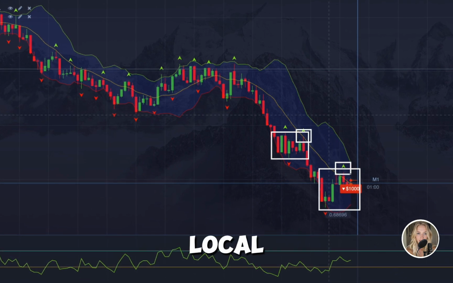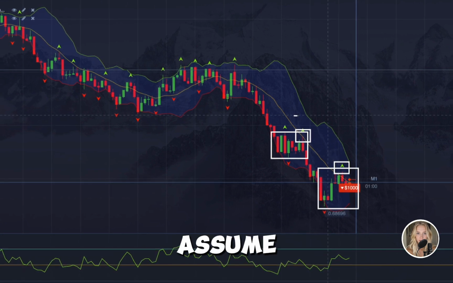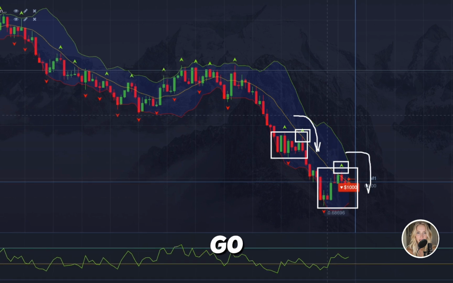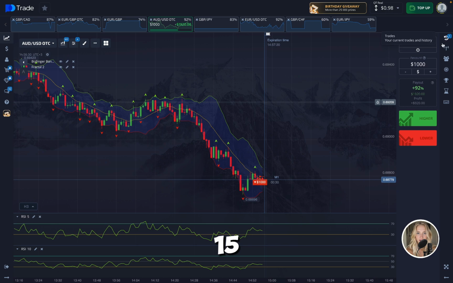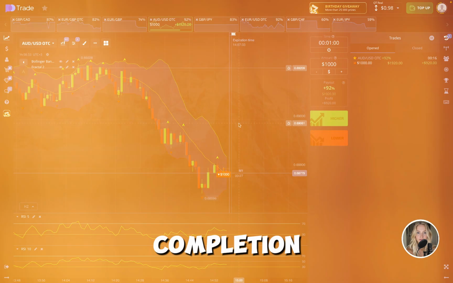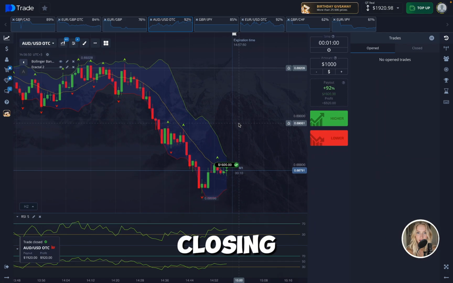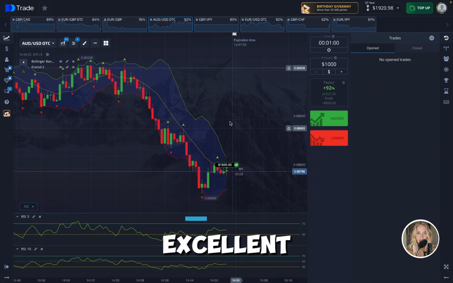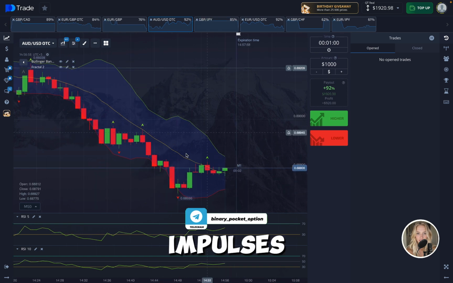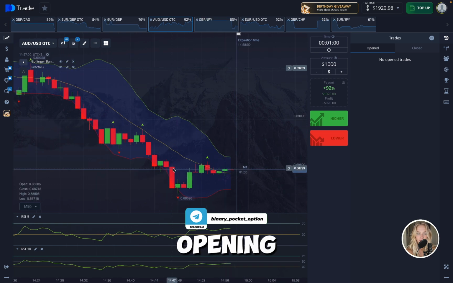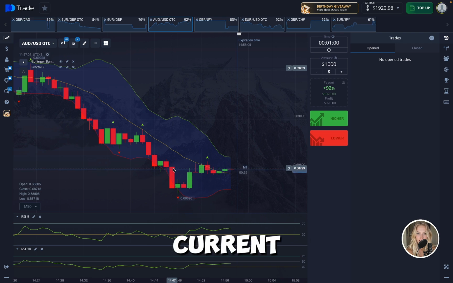We also have a new local maximum that has already formed, more precisely. And I assume that our further dynamics should go down. Let's look at the result of our first transaction. There are about 15 seconds left before its completion. And the first deal is closing in a plus, an excellent result. The movement is quite stable now, without sudden impulses, but nevertheless, the correct opening level and the timing of the transaction opening led me to my current success.